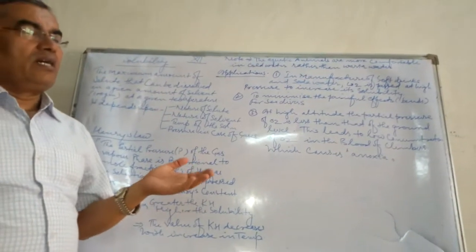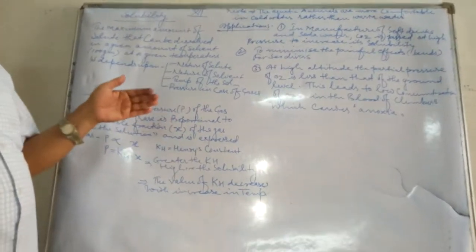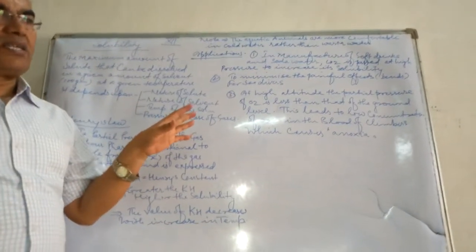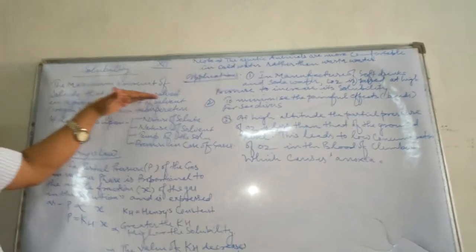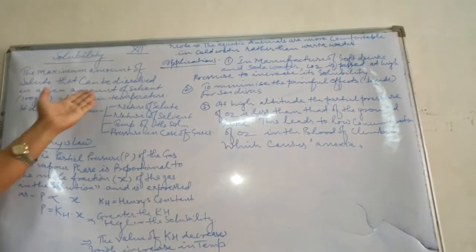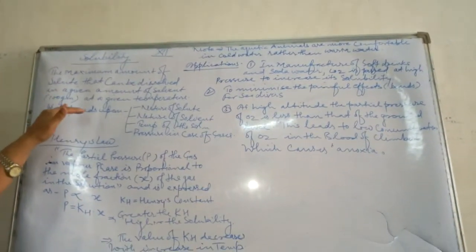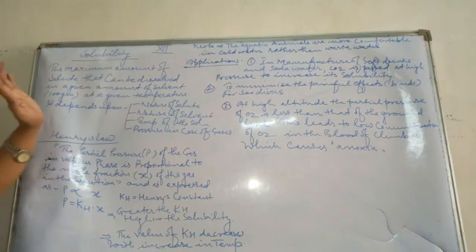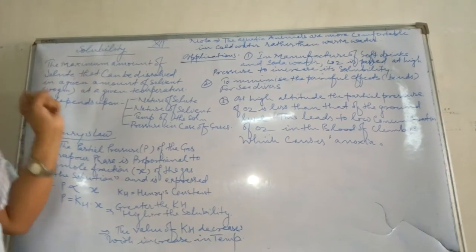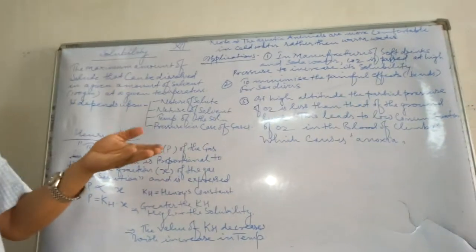Yesterday, I had gone through the discussion of chapter 2, Solutions, in chemistry for class 12, and today I'll proceed to the topic on solubility. The maximum amount of solute that can be dissolved in a given amount of solvent, especially when the solvent is taken as 100 grams, at a given temperature, is called solubility.